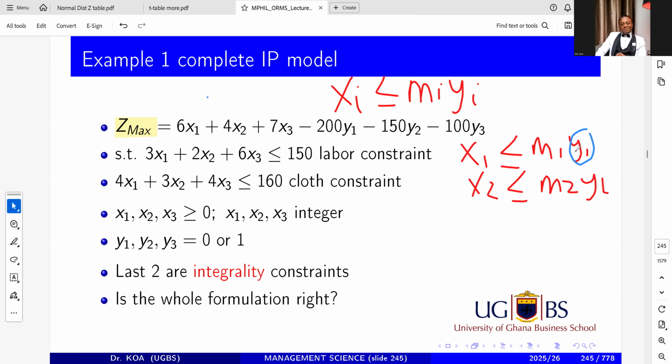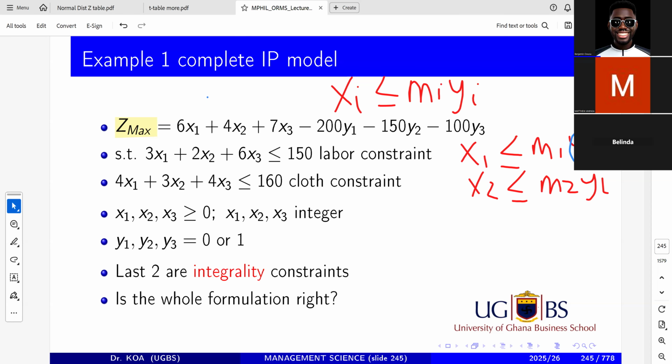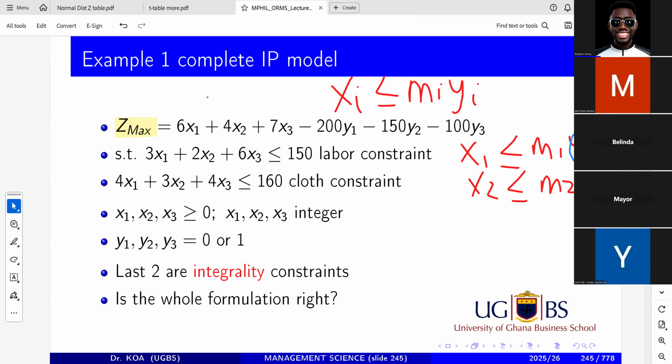Now, if y1 is 1, listen carefully. If y1 is 1, then x1 is equal to what? If y1 is 1, then x1 is equal to what, Belinda? X1 is greater than or equal to 1. No. Oh, sorry. X1 is less than or equal to 1. I said if y1 is 1, x1 is equal to what? That was my question.